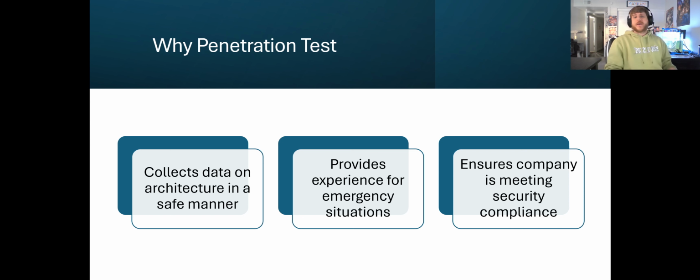in those emergency situations. And lastly, it also just makes sure that we're meeting the security compliance that's needed for the company. Depending upon the different industries that they might be in, they might have different compliances they have to meet. And this penetration test just makes sure that we are meeting those standards.